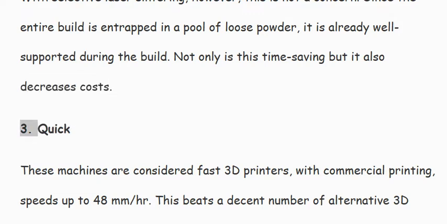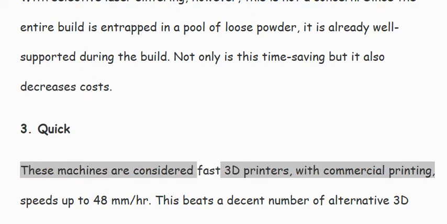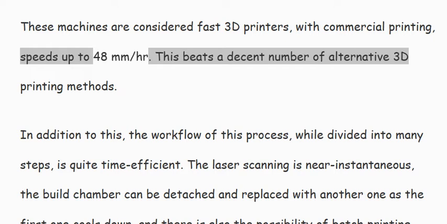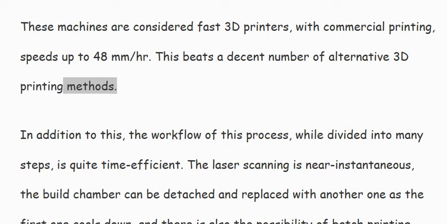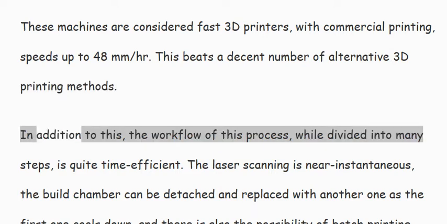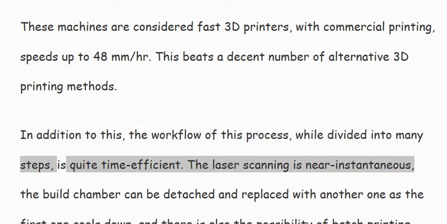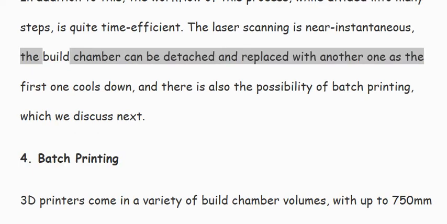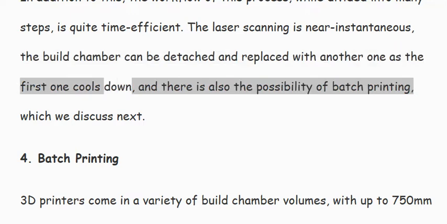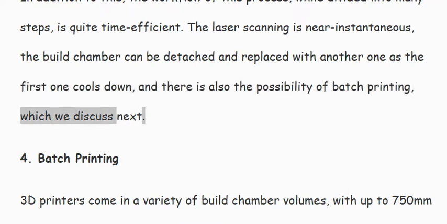3. Quick. These machines are considered fast 3D printers, with commercial printing speeds up to 48 mm per hour. This beats a decent number of alternative 3D printing methods. In addition to this, the workflow of this process, while divided into many steps, is quite time efficient. The laser scanning is near instantaneous. The build chamber can be detached and replaced with another one as the first one cools down, and there is also the possibility of batch printing, which we discuss next.